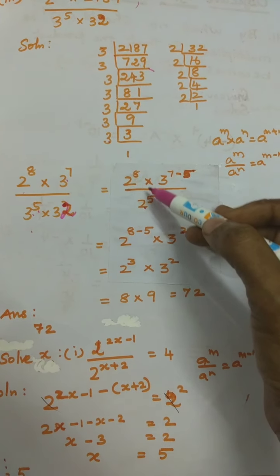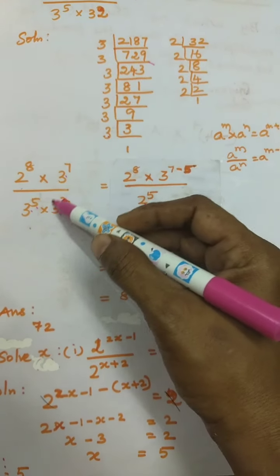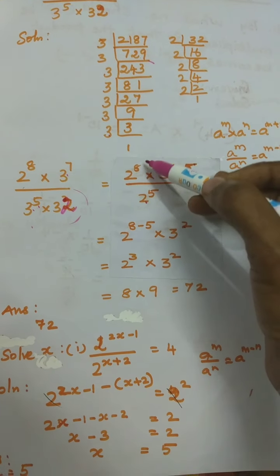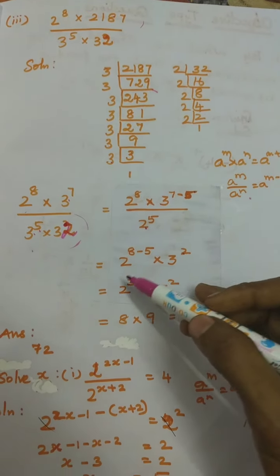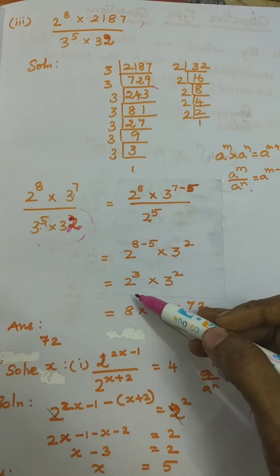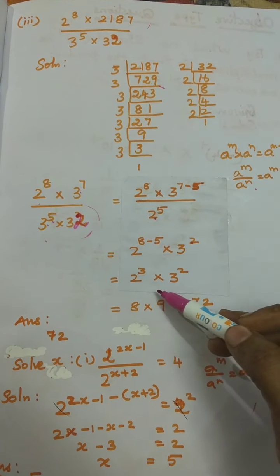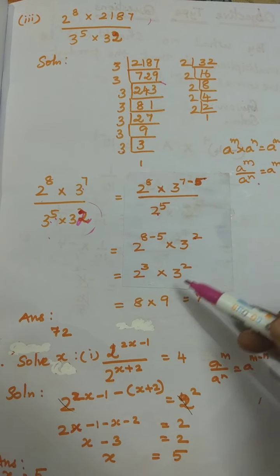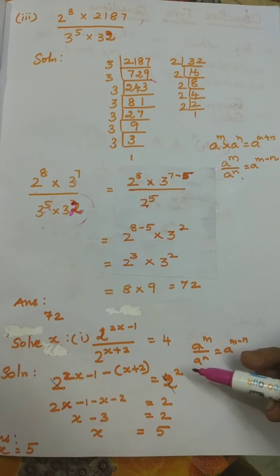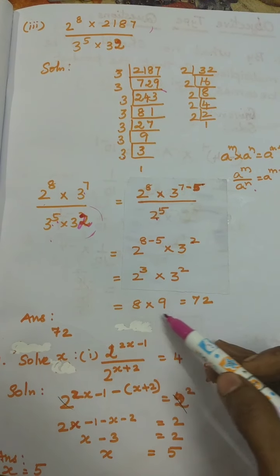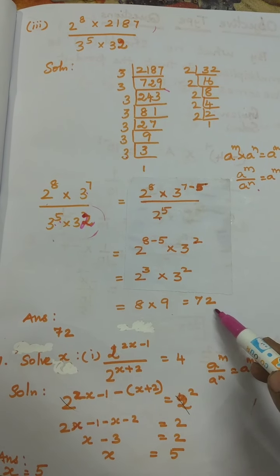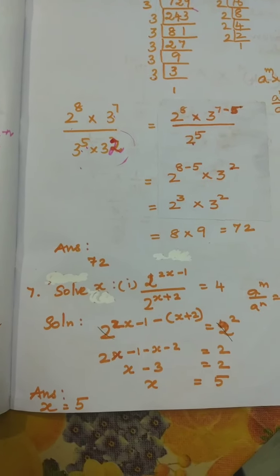That is 3 square. Then here 2 power 5, 32. For 32 I have written 2 power 5. You bring this using the formula. Then it is 2 power 8 minus 5, that is 2 cube into 3 square. 2 cube is 2 2s are 4, 4 2s are 8. Here 3 3s are 9. 8 9s are 72. The answer is 72.